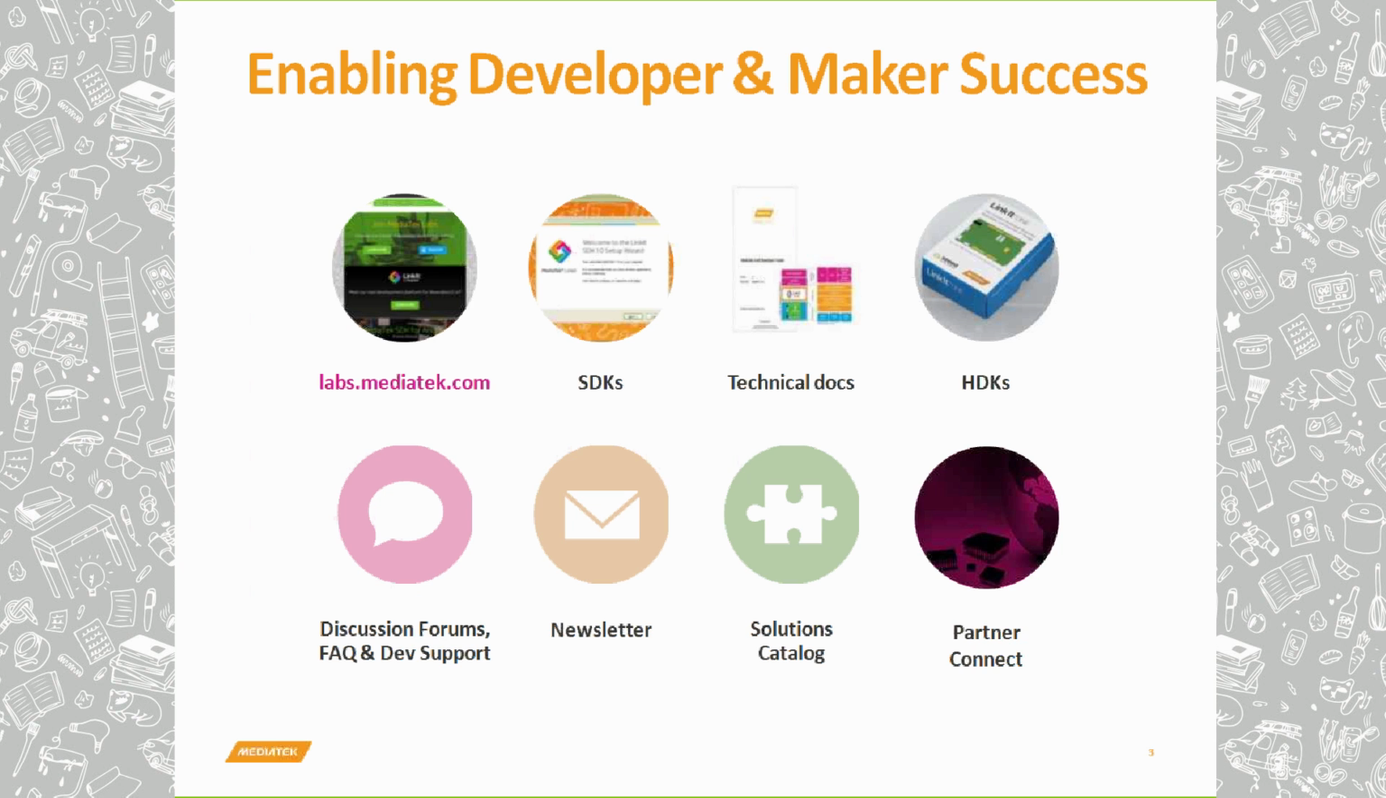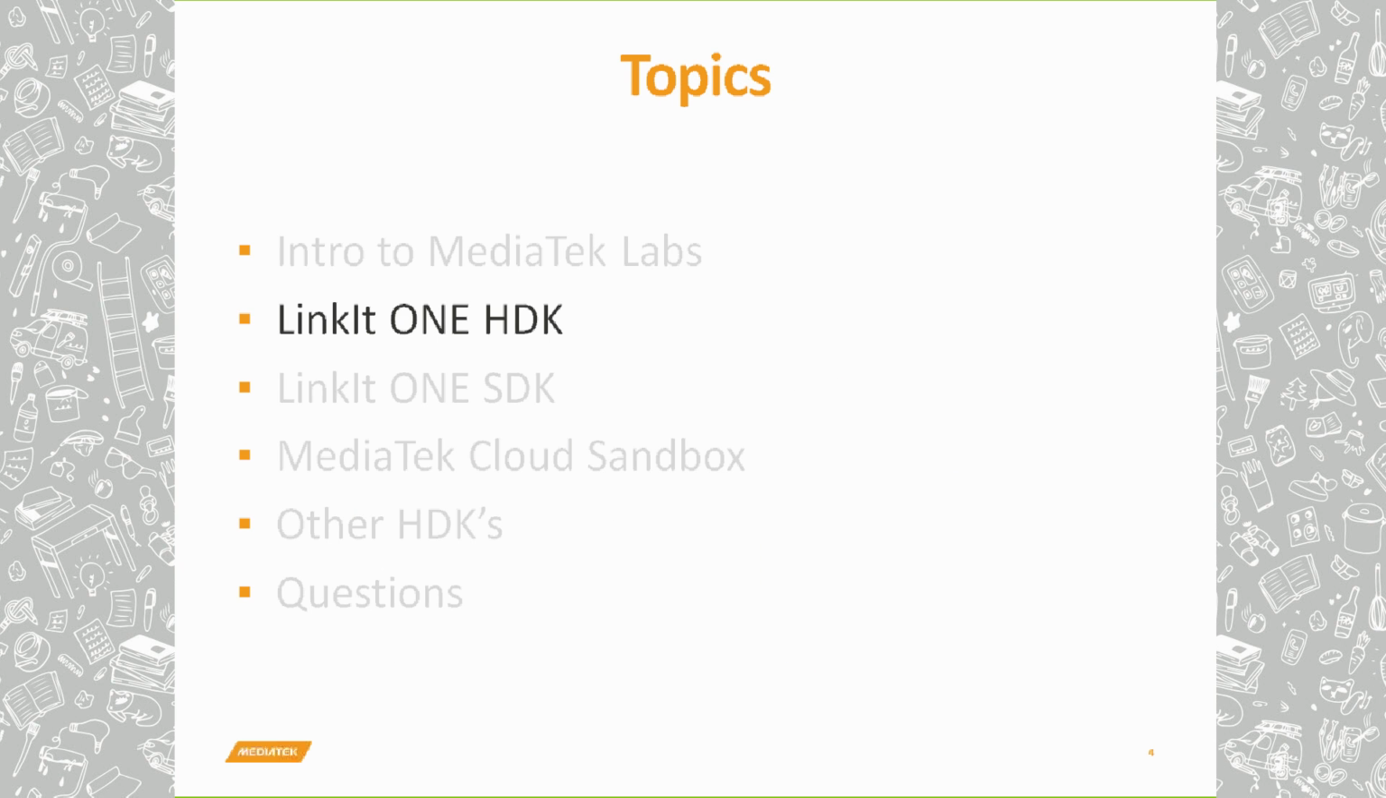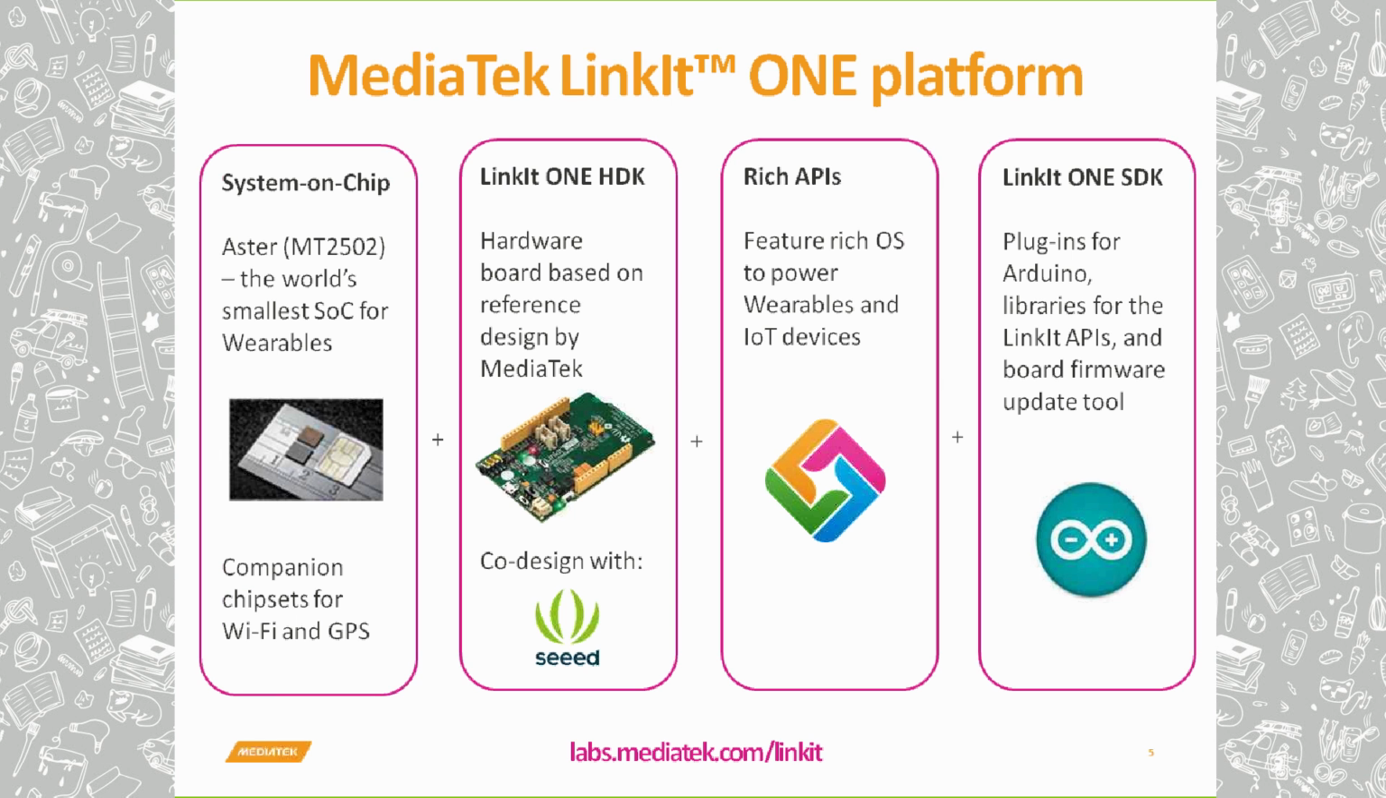Right. So let's talk about the LinkIt ONE hardware development kit. So how did it come about? As I mentioned before, MediaTek is very strong at creating system on chips. So we created the world's smallest system on chip for wearables. It's the Aster chip. Internally, we call it also MT2502. So we took that system on chip, and we also took two companion chipsets, one for Wi-Fi and Bluetooth, and the other one for GPS. And with the help of Seed Studios, we created the LinkIt ONE hardware development kit.